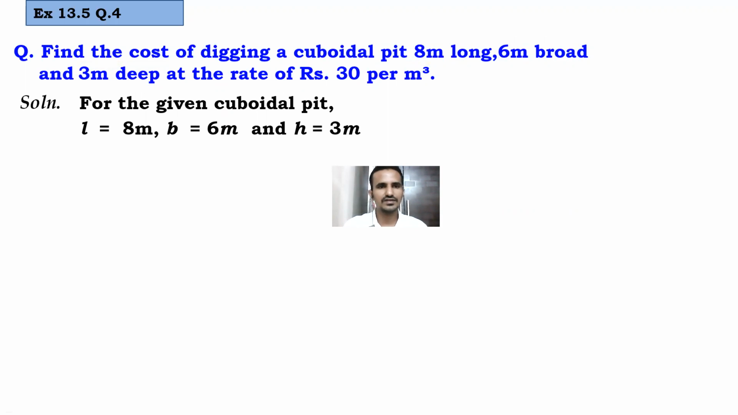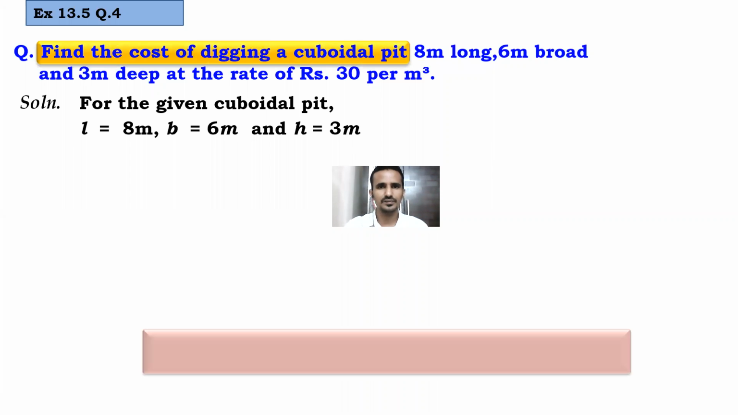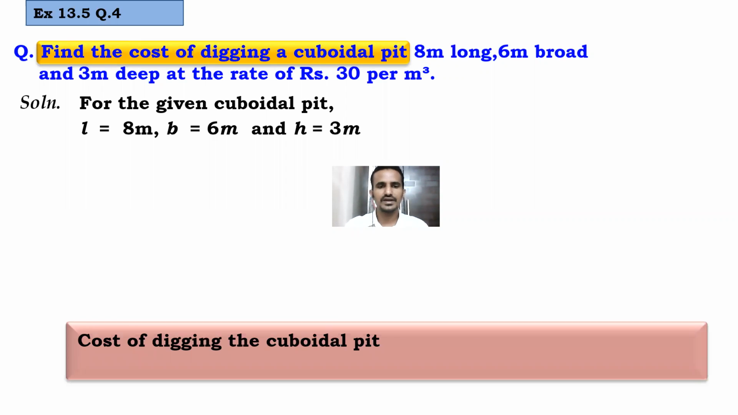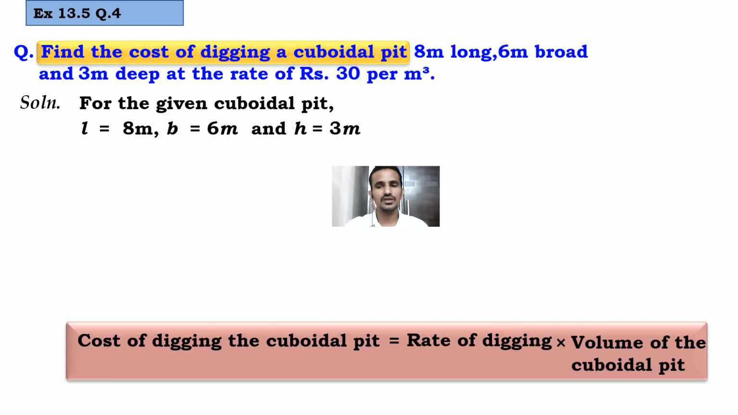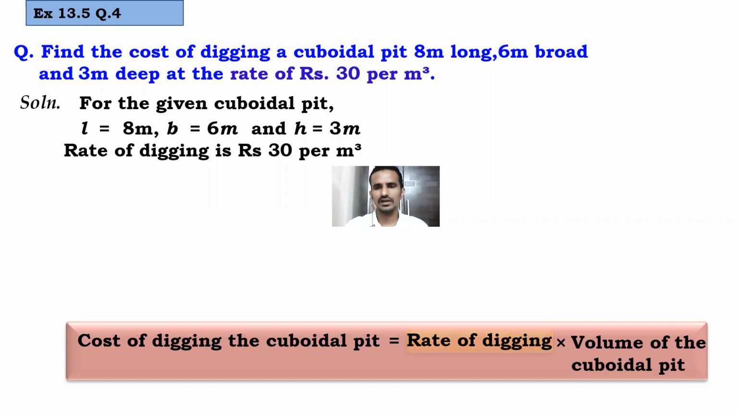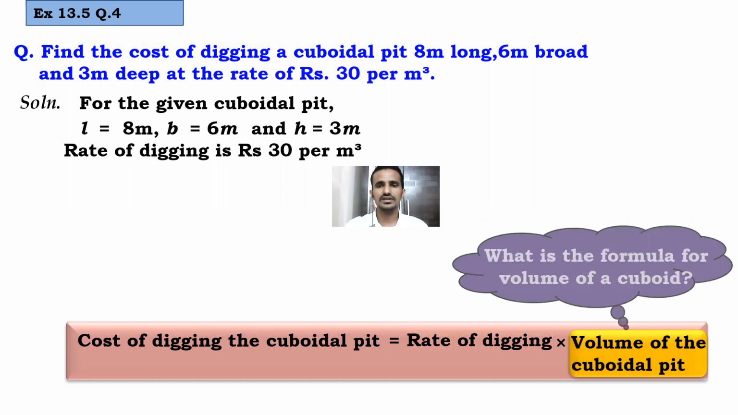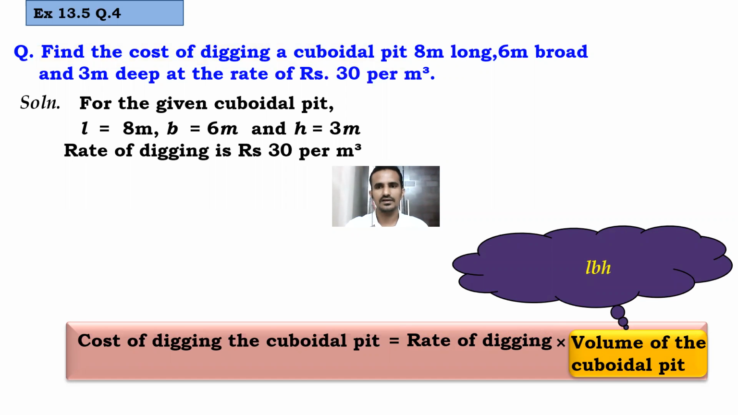So the first thing we should do is calculate the volume, and the volume formula is very easy if you remember. Cost of digging the cuboidal pit, as we have discussed, is the rate of digging multiplied by the volume. So we know the rate already, it is 30. The thing we have to calculate is volume. So let's first calculate the volume with the help of the volume of cuboid, that is length into breadth into height.